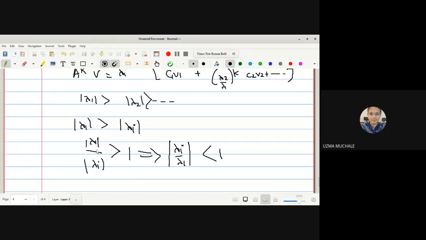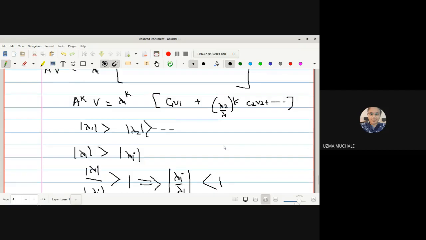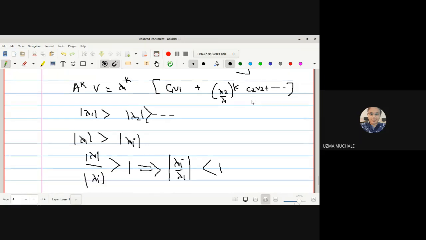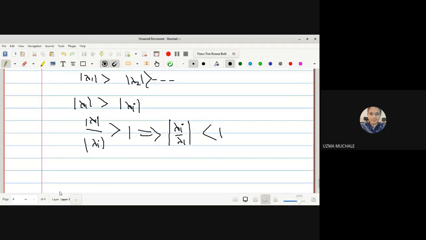It is less than 1, no? If lambda 1 divided by lambda i is greater than 1, lambda i divided by lambda 1 will be less than 1. Why are we solving this? Because here we have lambda 2 divided by lambda 1, in the next term it is lambda 3 divided by lambda 1. So in general we have lambda i divided by lambda 1. And hence substituting this in the above equation, this is tending to 0.